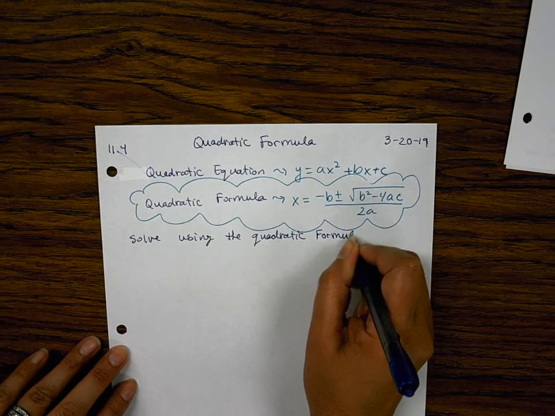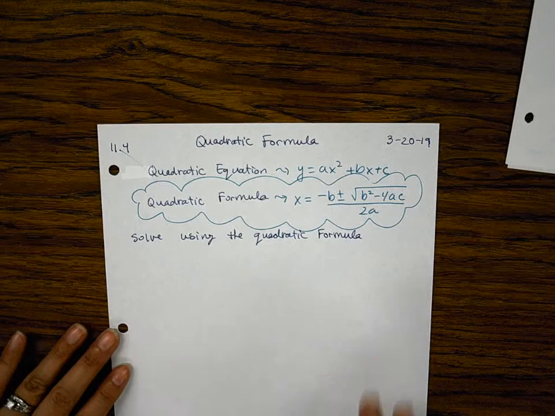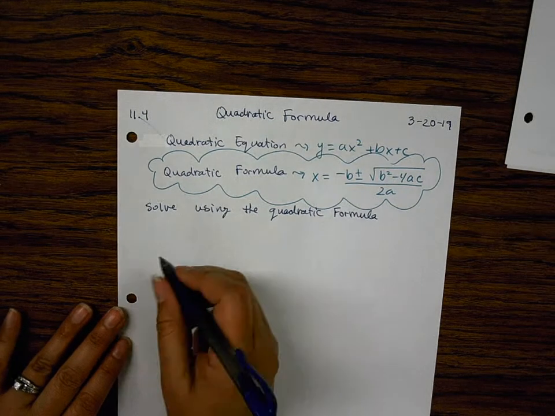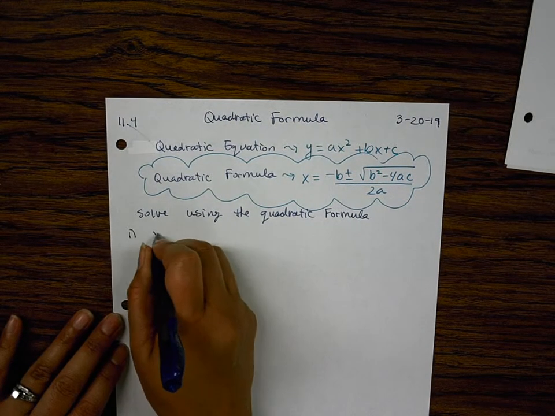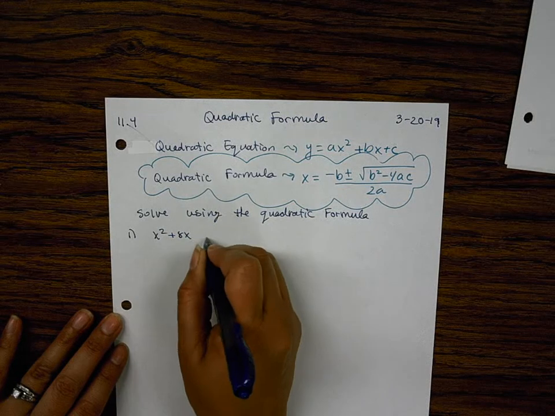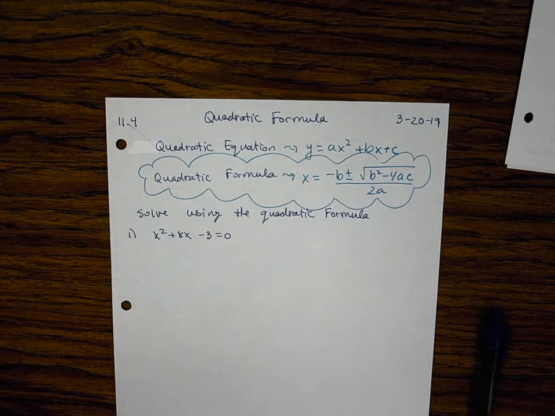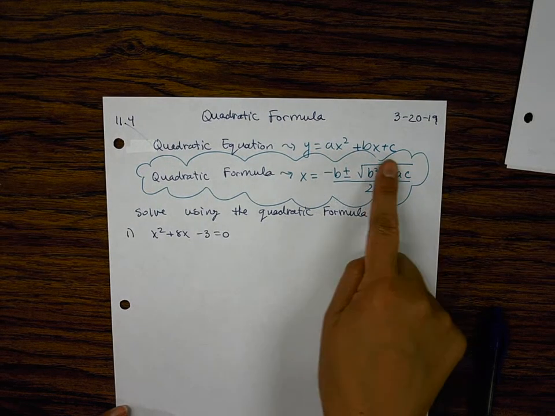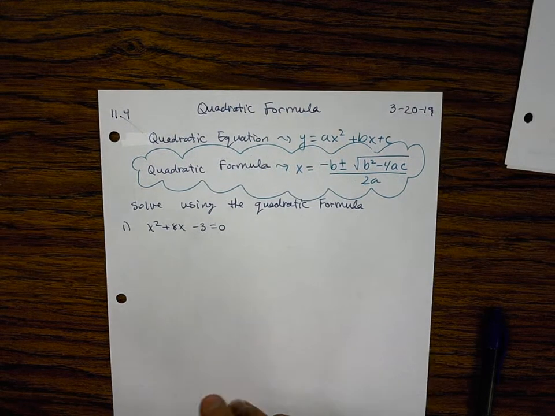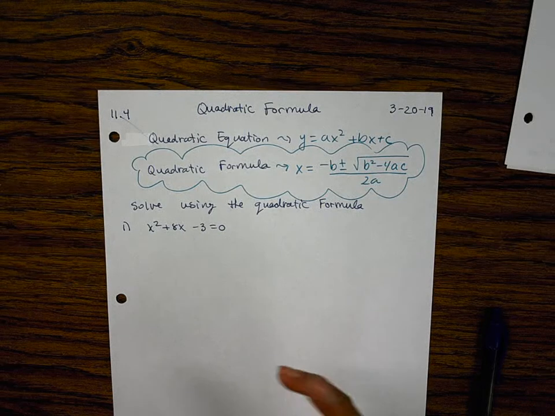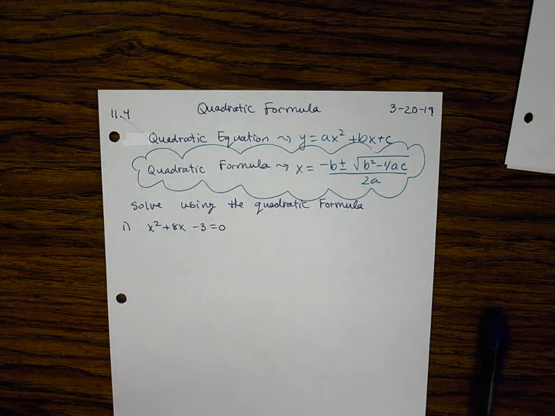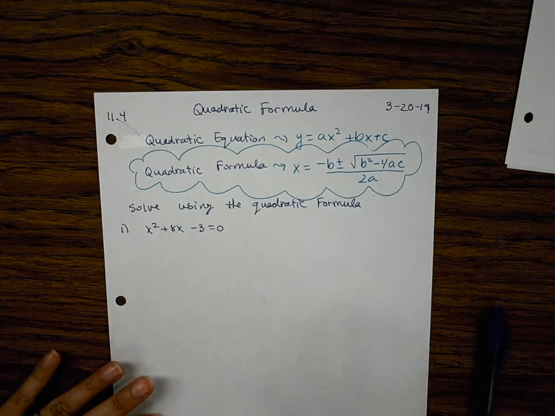All right, solve using the quadratic formula. Okay, number 1, x squared plus 8x minus 3 equals 0. First off, it needs to be in standard form, and it has to equal 0. So a few things. If it doesn't equal 0, move things around so that it does equal 0.